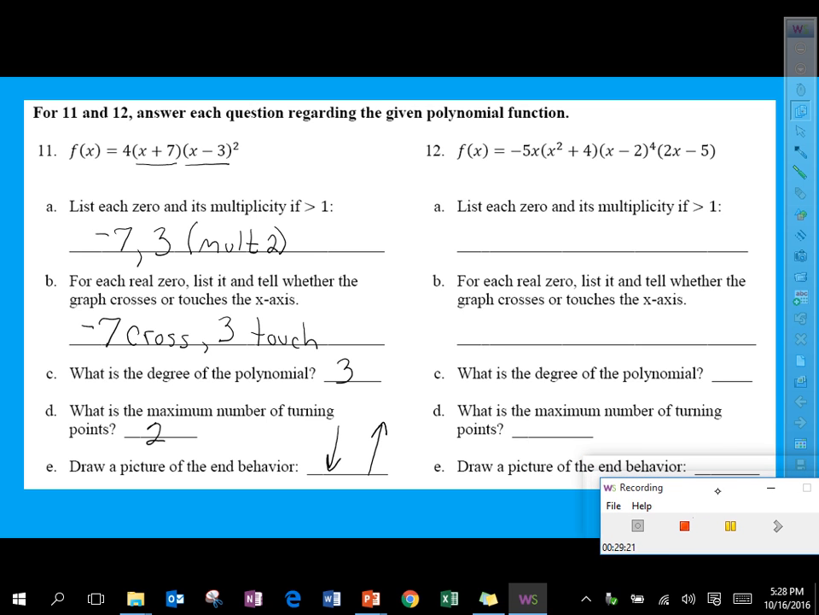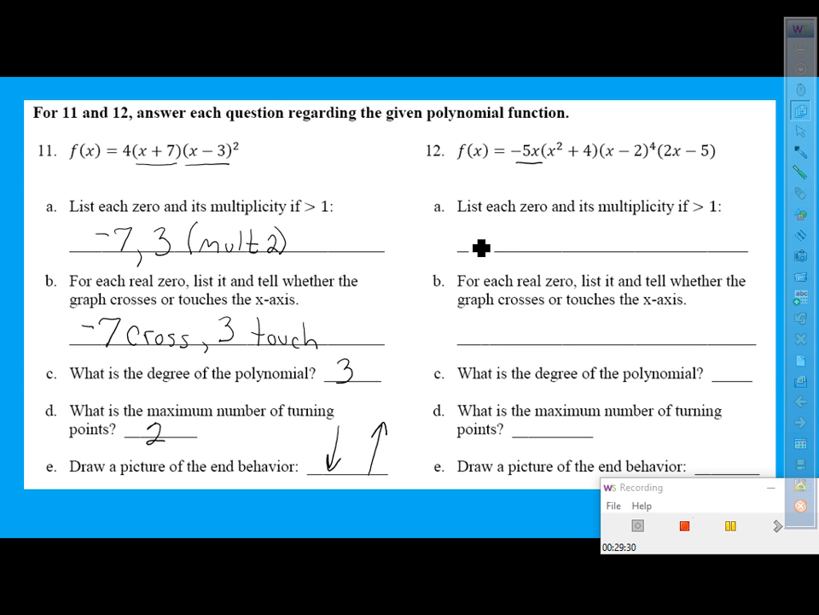Try to get this out of the way just a little bit. And then here's my last one. Thank goodness, huh? List each 0 with its multiplicity if greater than 1. Well, set this piece equal to 0. So I know I'm going to get 0. Set this piece equal to 0. So I'm going to solve x squared plus 4 equals 0. I'm going to subtract 4. Square root it. So I'm going to get positive or negative 2i.